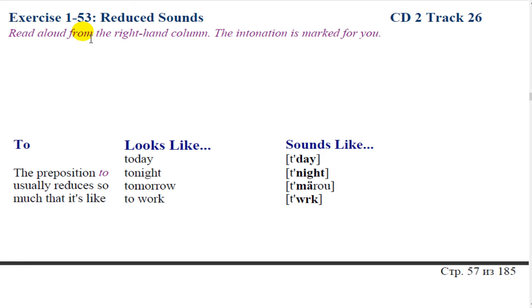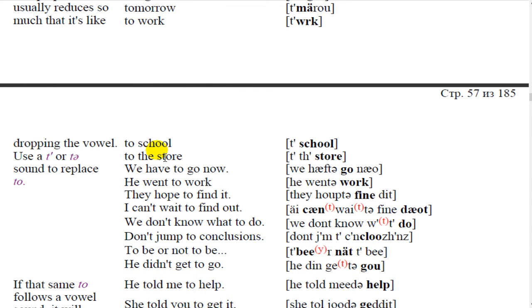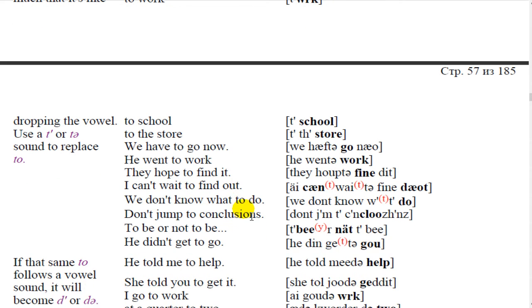Exercise 153. Read aloud from the right-hand column. The intonation is marked for you. 2. Today, tonight, tomorrow, to work, to school, to the store. We have to go now. He went to work. They hope to find it. I can't wait to find out. We don't know what to do. Don't jump to conclusions. To be or not to be.